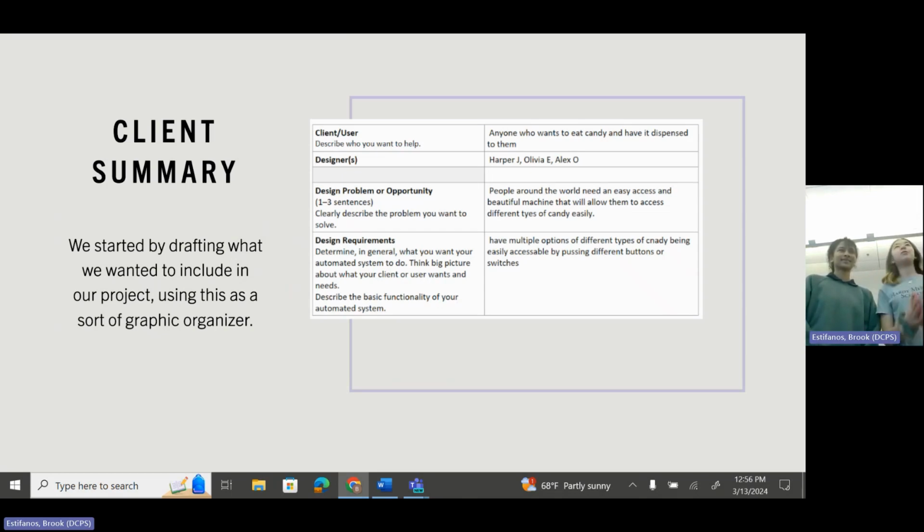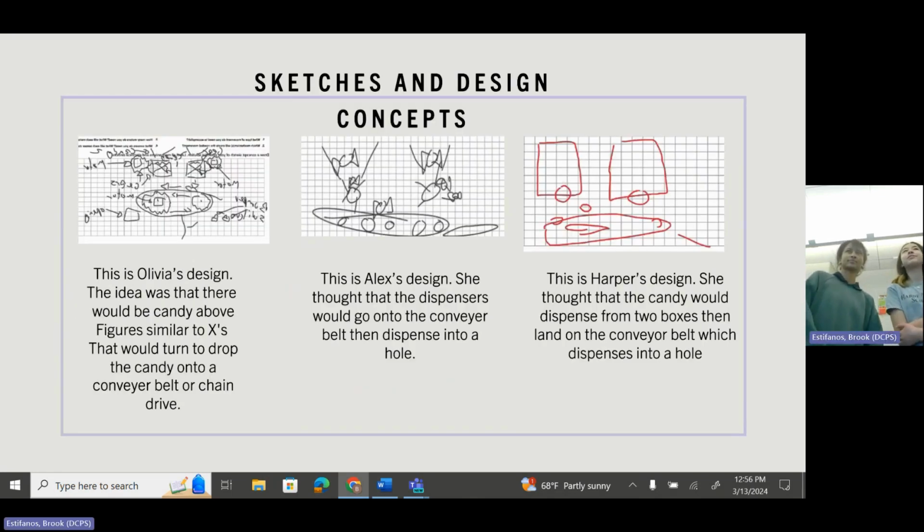So this is our concept summary. We started by drafting what we want to include in our project. Design concepts. The first one was the idea that there would be candy above. She thought that the dispensers would go onto the conveyor belt, then dispense into a hole. And the last one is my design. I thought that the candy would dispense from 2 boxes and then land on the conveyor.